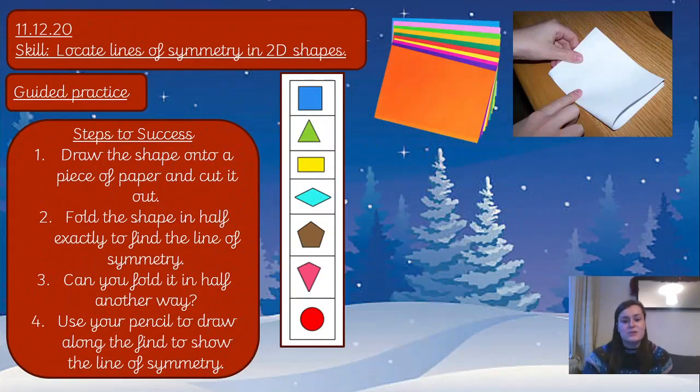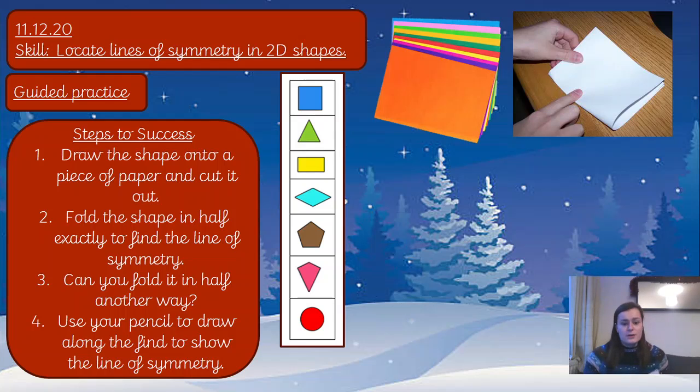Okay, so your task for today is to draw a shape. Draw the shape onto a piece of paper and cut it out, and then fold the shape in half exactly to find the line of symmetry. Can you fold it in half any other ways? So find all the lines of symmetry that you can, and then use your pencil to draw along the line to show the line of symmetry.